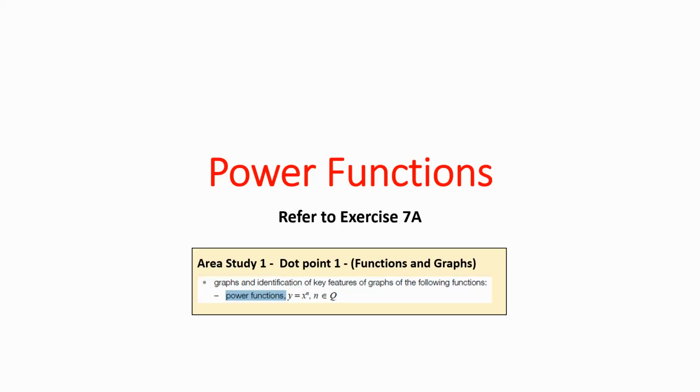There's a whole bunch of functions that you have to understand, the features and properties, and be able to identify them. So the first one was functions x to the power of n. Now, n can be a rational number, it could be an integer. It could be negative, it could be positive, it could be whole numbers, whatnot. That's what the Q stands for. The Q is rational numbers.